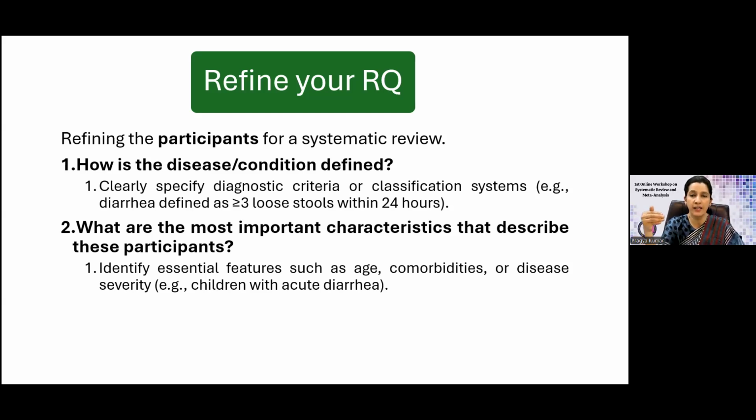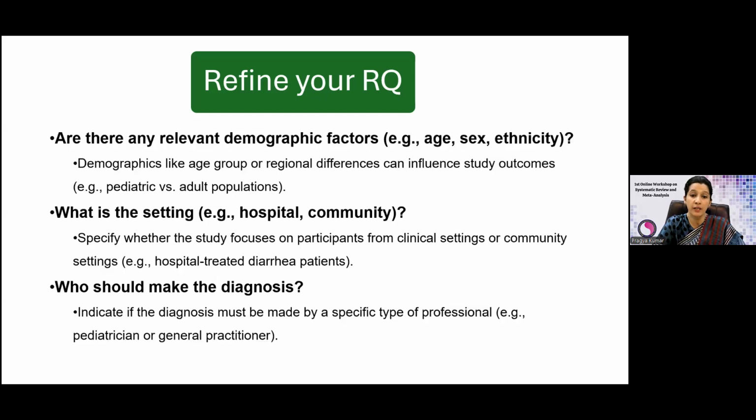So in the refining of the research question, you have to explicitly mention how the disease condition or the population criteria were defined. Like I have said, in case of this topic, probiotic and diarrhea, the specific diagnostic criteria of diarrhea would be according to the WHO guideline. And most important, the characteristics of the participants. So you have to see their comorbidities, the children. Again, I said, are you going to take chronic diarrhea or not? Are you going to take persistent diarrhea or not? And if you are saying acute diarrhea, what definition of acute diarrhea are you going to use?